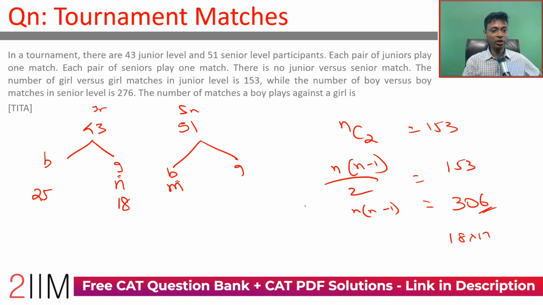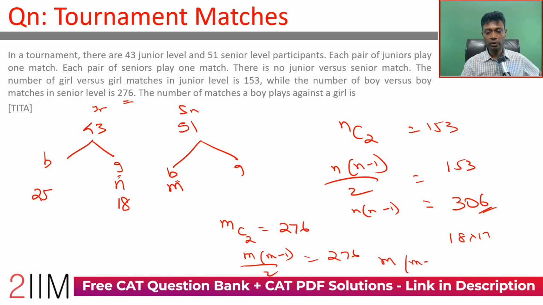Fine. Now let's go here. M boy versus boy matches in senior level. MC2 is 276. M into m minus 1 by 2 is 276. M into m minus 1 is 276 into 2, 552.